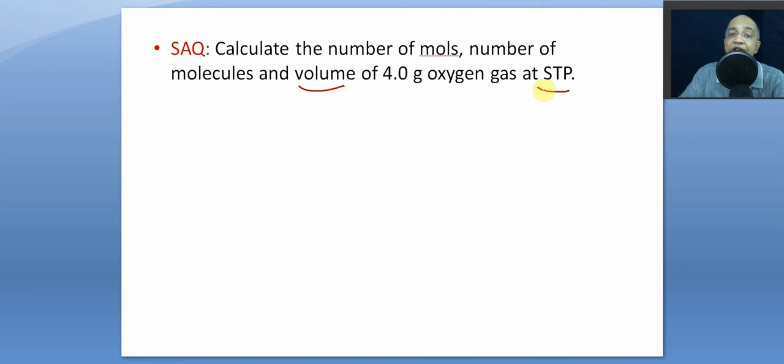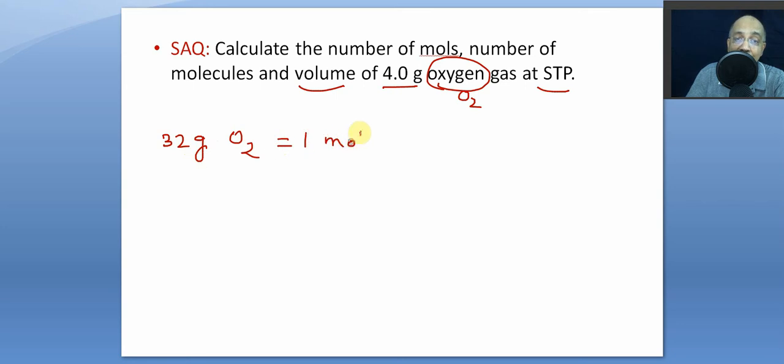So the data given is mass. Oxygen is O2, so 32 grams you have to write in the beginning. Whatever data is given, you must write the molar mass in the beginning, not the data which is given. So 32 gram of oxygen is equal to 1 mole, which is equal to Avogadro's number of molecules, and is equal to 22.4 liters at STP.